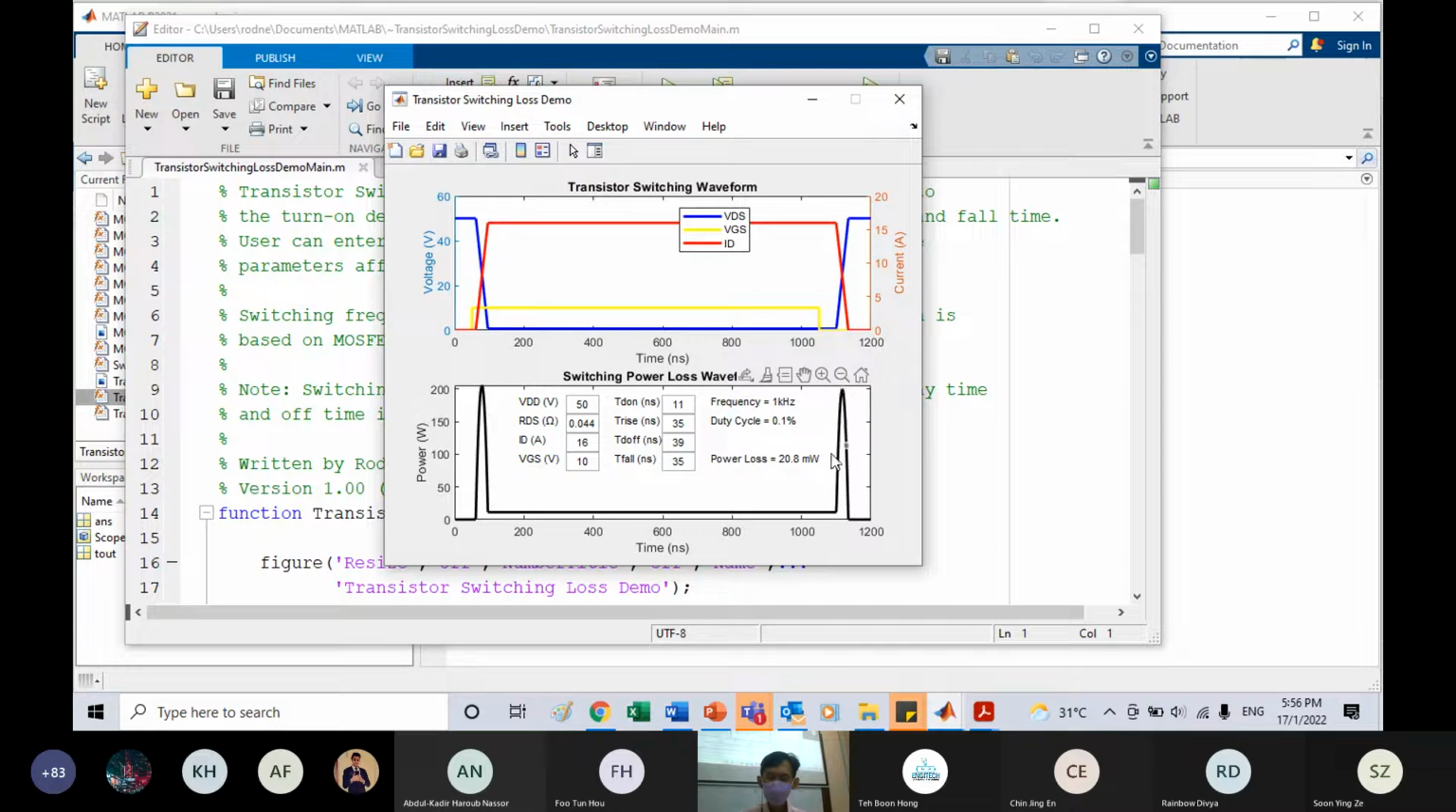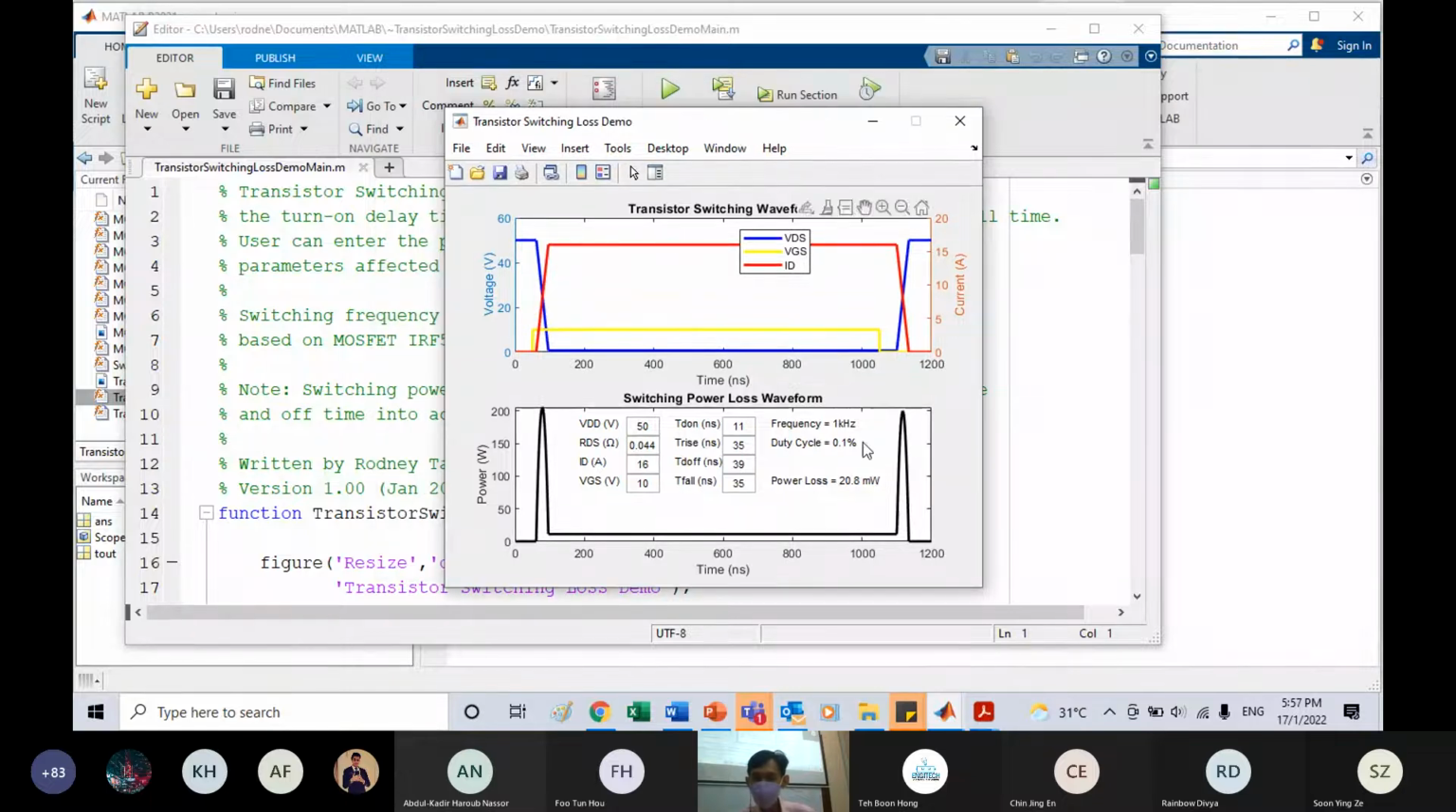So you can play around by changing all these numbers, and then you can see how it affects the switching loss. In this one I still keep the frequency fixed at 1 kilohertz, and the duty cycle is 0.1 second, a very, very short turn-on time. If I'm not mistaken, I'm basically following the data sheet. So you can see that if I increase the RDS, 0.044, maybe I increase it to 10.